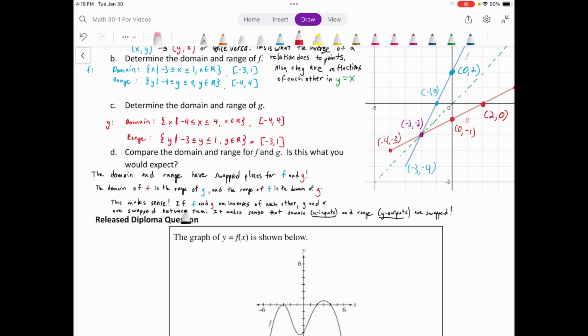And it makes sense, right? It is what we would expect, because if f and g are inverses of each other, which we've established earlier they do appear to be, then y and x are essentially swapped between them. So it makes sense that domain, which are the valid x inputs, and the range, which are the valid y outputs that we could get out of the function, would be swapped, right? We've swapped x and y. So the domain, x's, and the range, y's, should just be switched around.